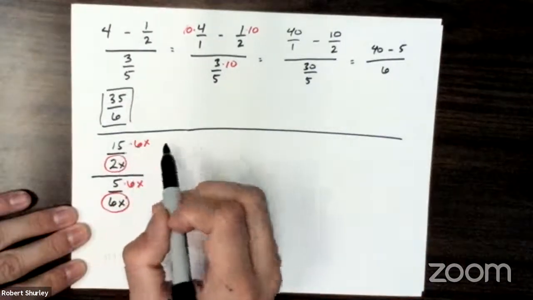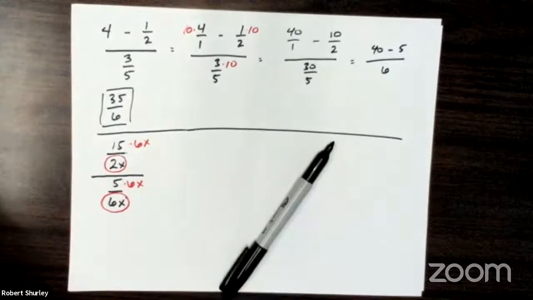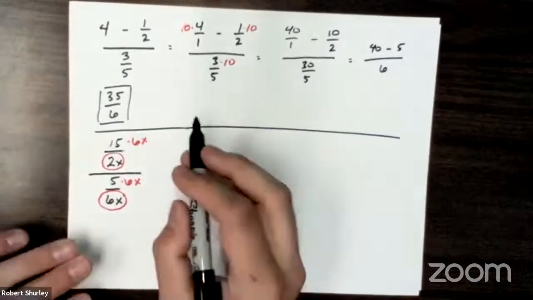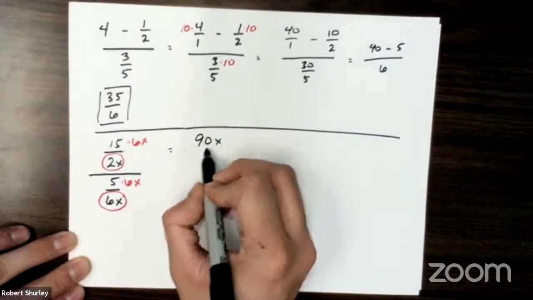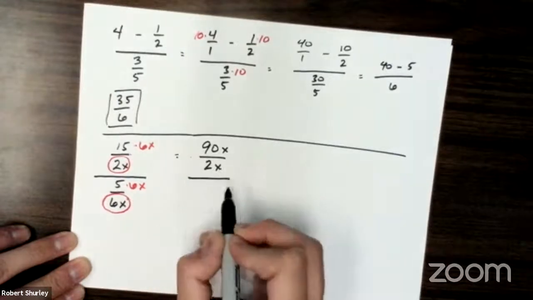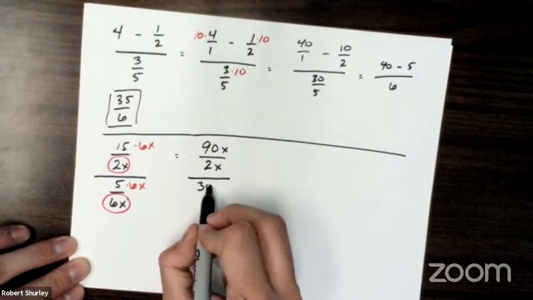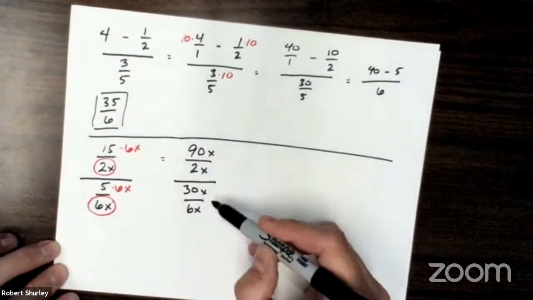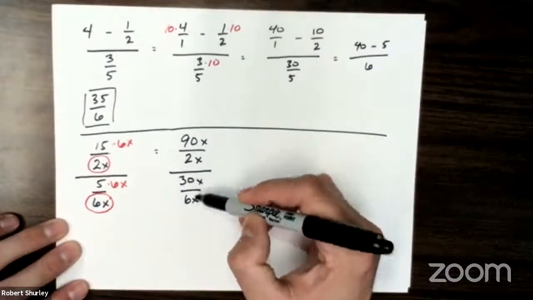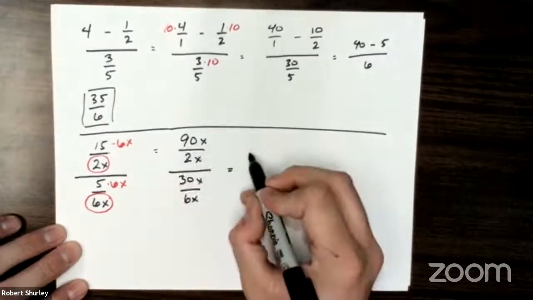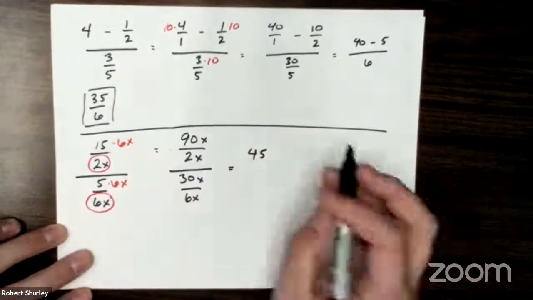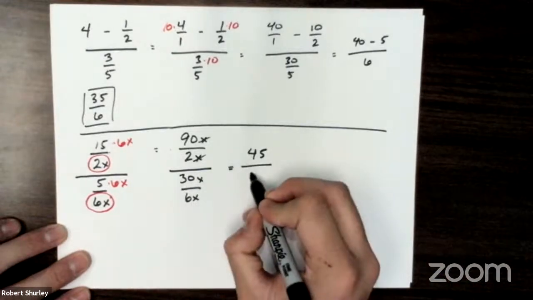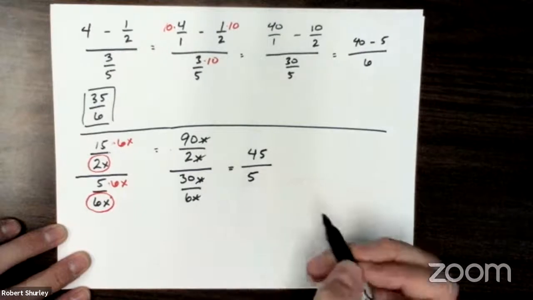So let's do that. 15 times 6, I have no idea. Is it 75 maybe? No, that's not right. 80. 15 times 6, 90. Oh, wow. So 90x over 2x divided by, now 5 times 6, I do know that's 30x over 6x. And what happens is, the x's will cancel, and then the numbers will divide evenly. So let's do that. 90 divided by 2, I know is 45. x divided by x goes away. We know how to simplify that. We've been doing that for a few sections now. 30 divided by 6 is 5, and the x's go away.